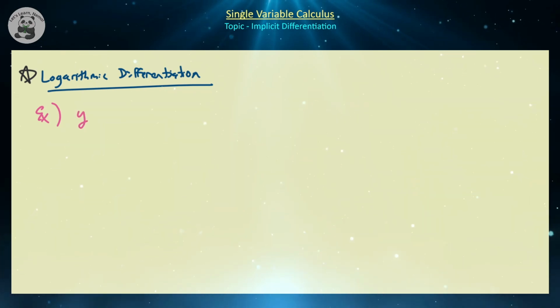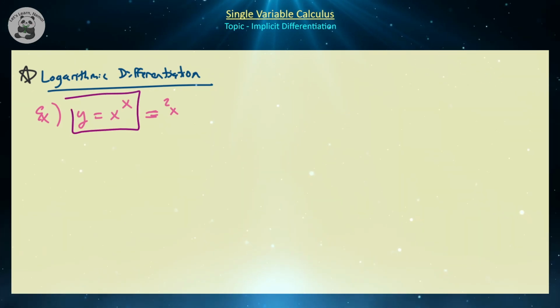In particular, the function y is equal to x to the power of x, and some people will sometimes write this as the second tetration of x. Also not common, but sometimes preferred, because you could have x to the x to the x to the x to the x, the fifth tetration of x or something like that. So how are we going to take the derivative of this?